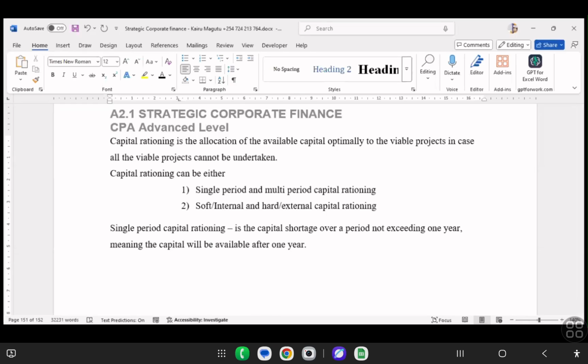Now, a very important point, which I don't want you to forget, because this is the basis of answering the question: in case of single period capital rationing, projects should be ranked using the profitability index.